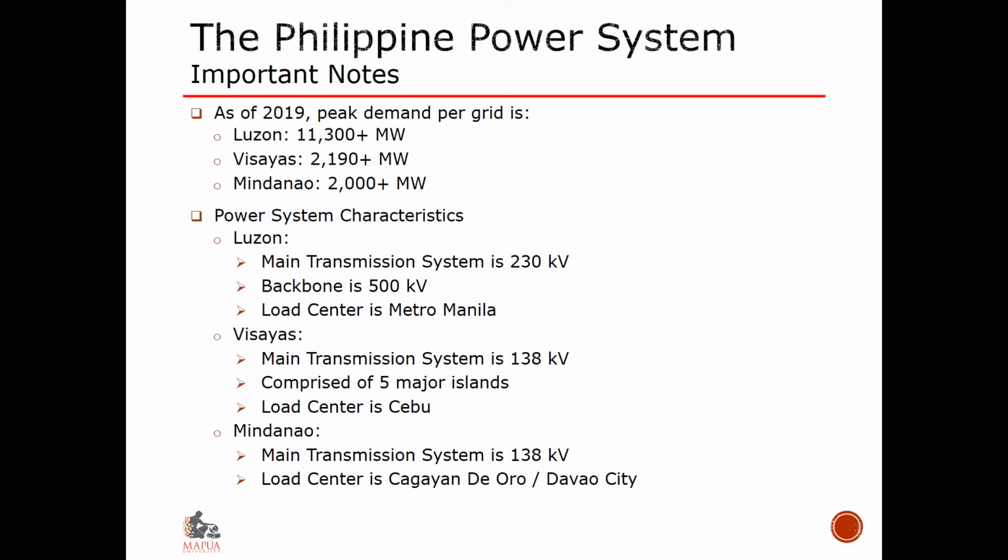Again, as mentioned before, the main power system characteristics in Luzon: the main transmission system is 230 kV, the backbone is 500 kV, and the load center is in Metro Manila. In Visayas, the main transmission system is 138 kV, comprised of 5 major islands, and the load center is in Cebu. In Mindanao, the main transmission system is 138 kV. Right now, a lot of the power requirements are either in Cagayan de Oro or in Davao City in Mindanao.